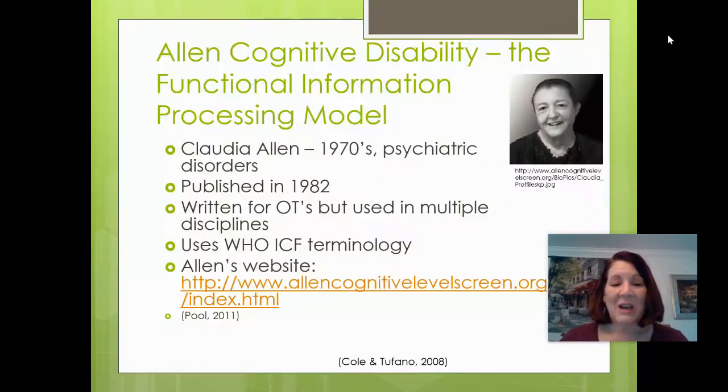So let's talk about Allen now. Allen's Cognitive Disability Frame. Now remember, Joan Toglia was all about helping people recover. Claudia Allen is about helping people who we don't expect to recover, people who are going to continue to have cognitive disabilities. And so this is about functional information processing. How can we help people better process the information that they're taking in through the environmental cues that we might be giving to them?